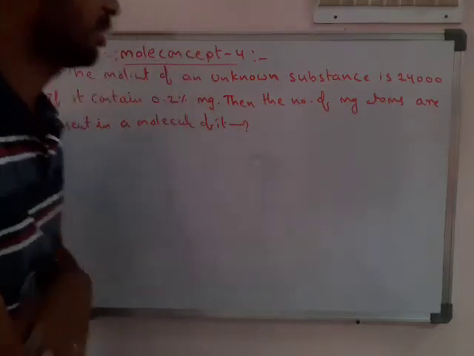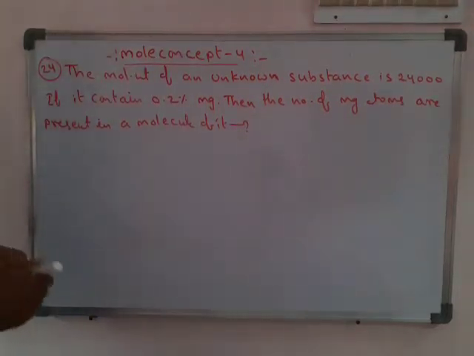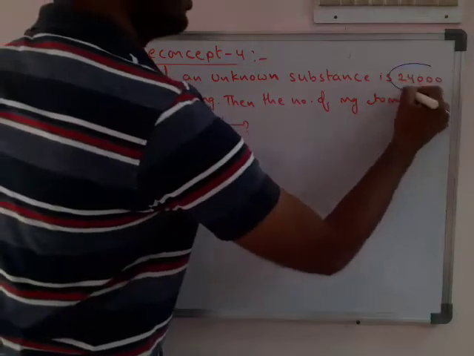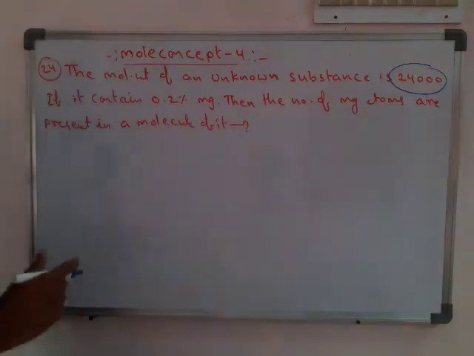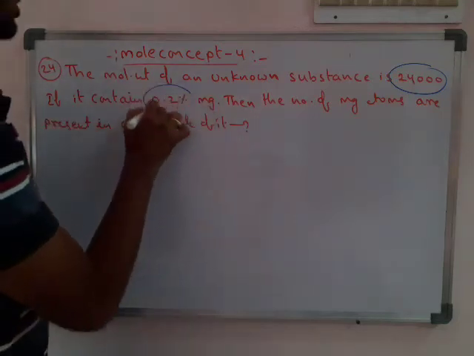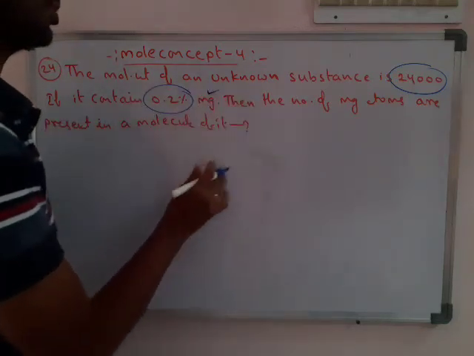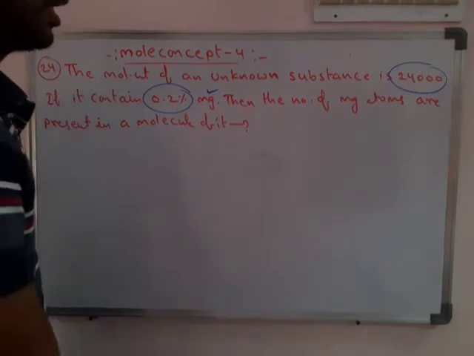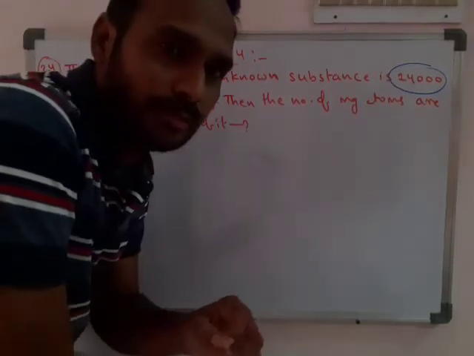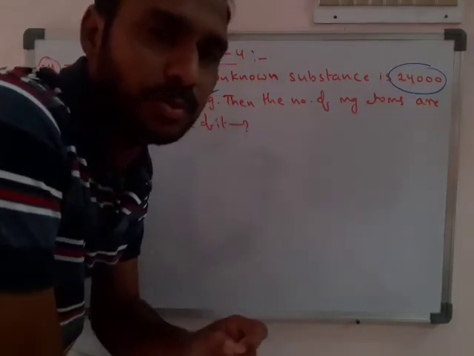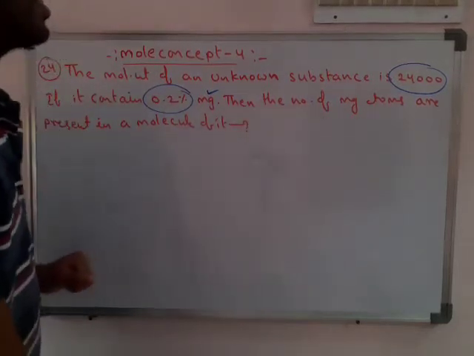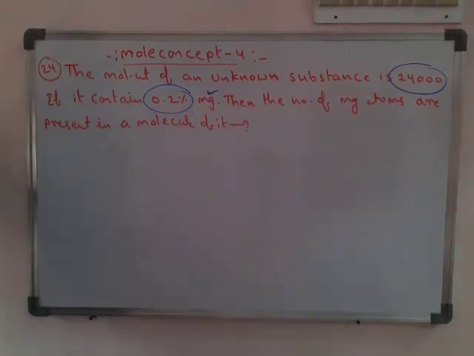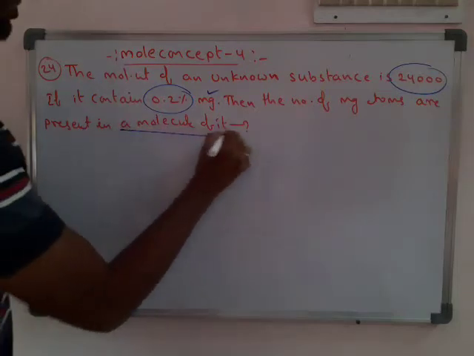Okay, see, the molecular weight of an unknown substance is given as 24,000. If it contains 0.2% magnesium, that means in the 24,000 molecular weight, 0.2% is magnesium. Then find the number of magnesium atoms present in a molecule of it.